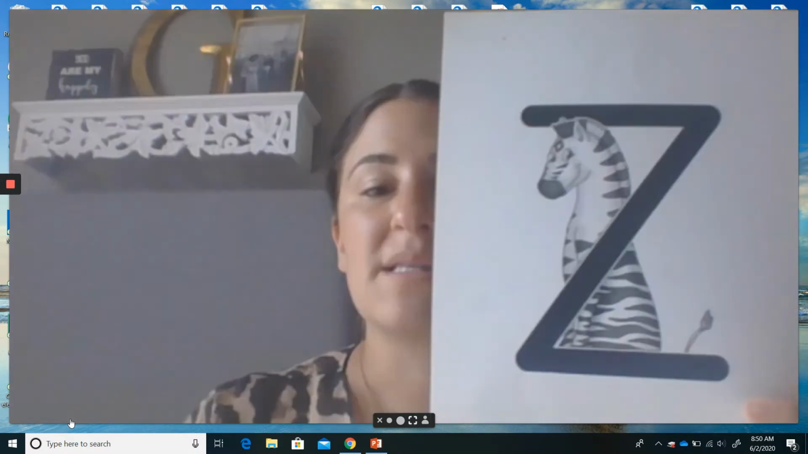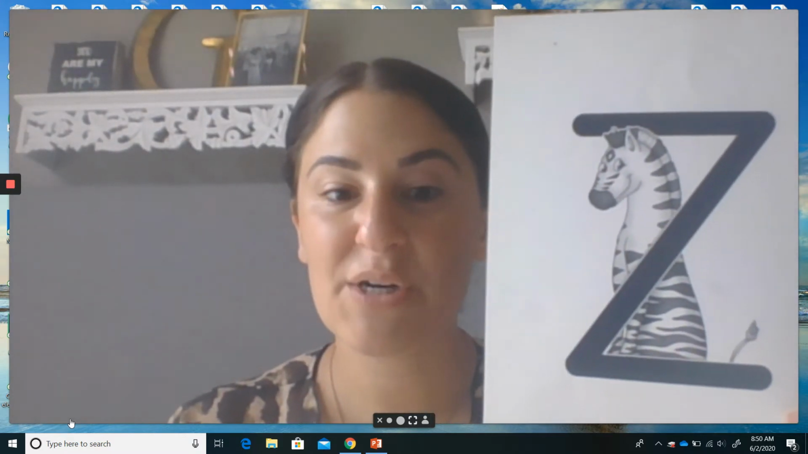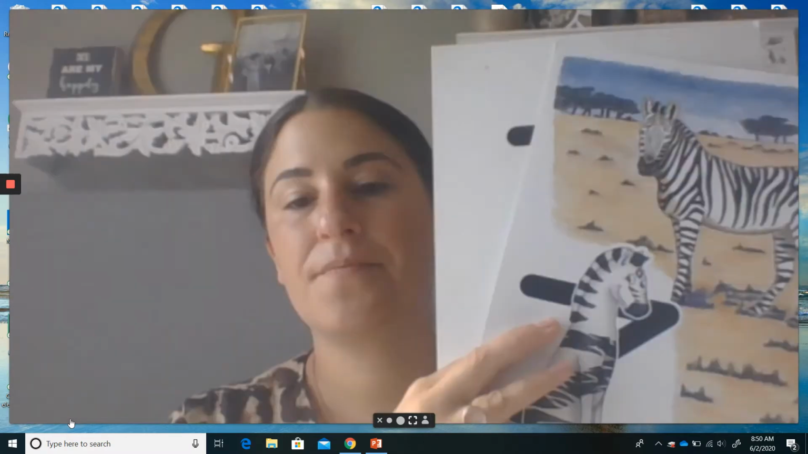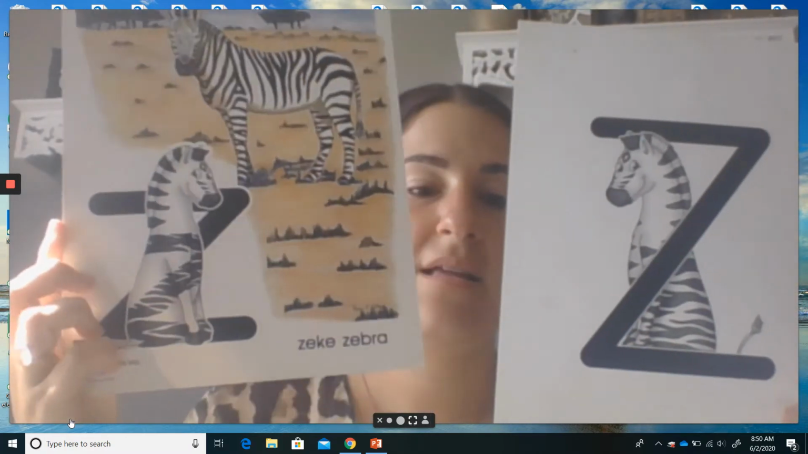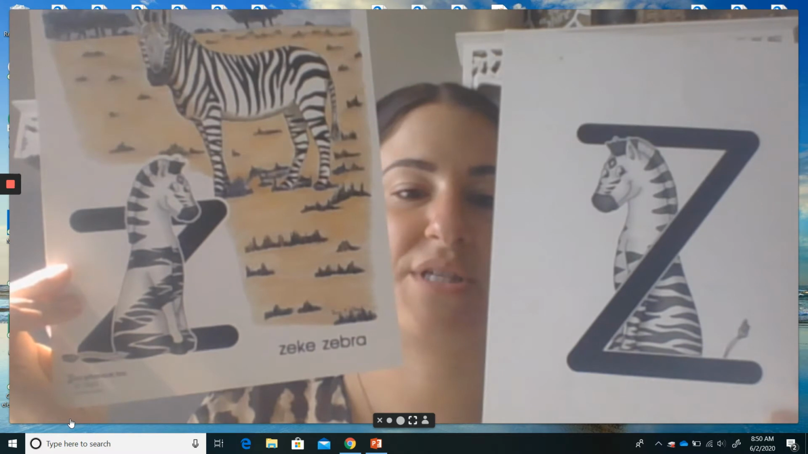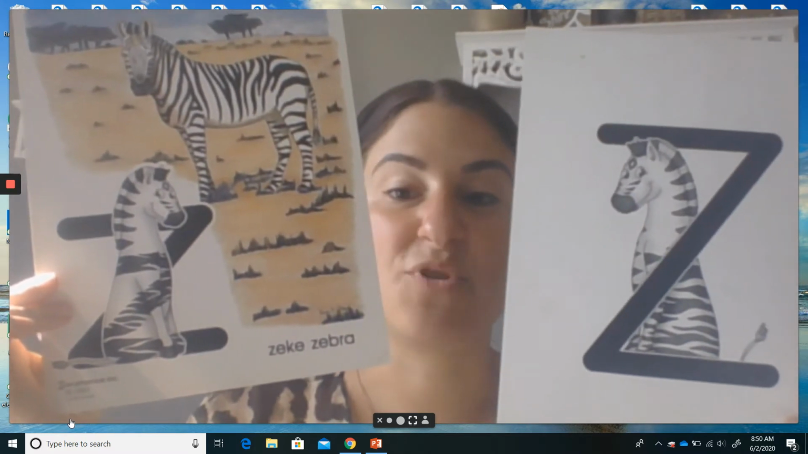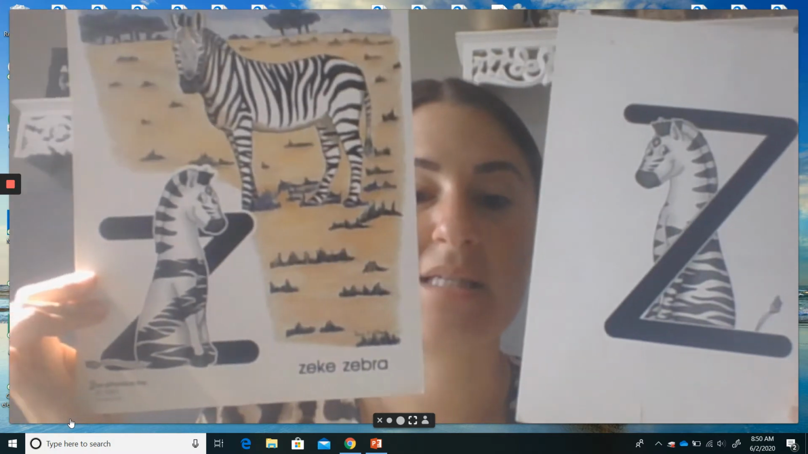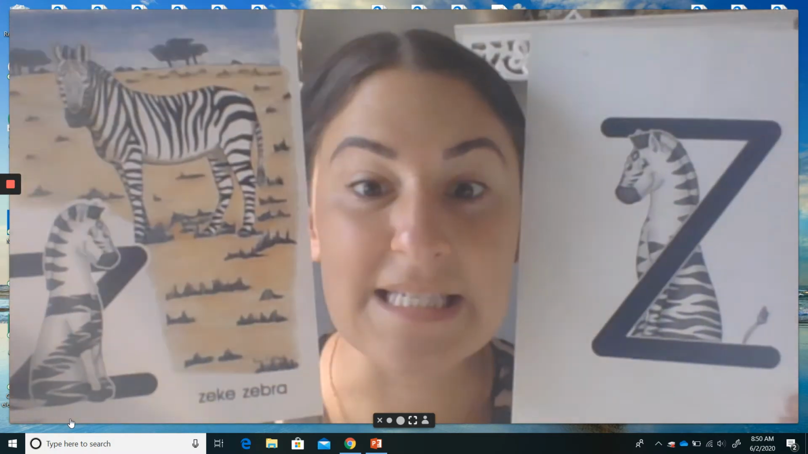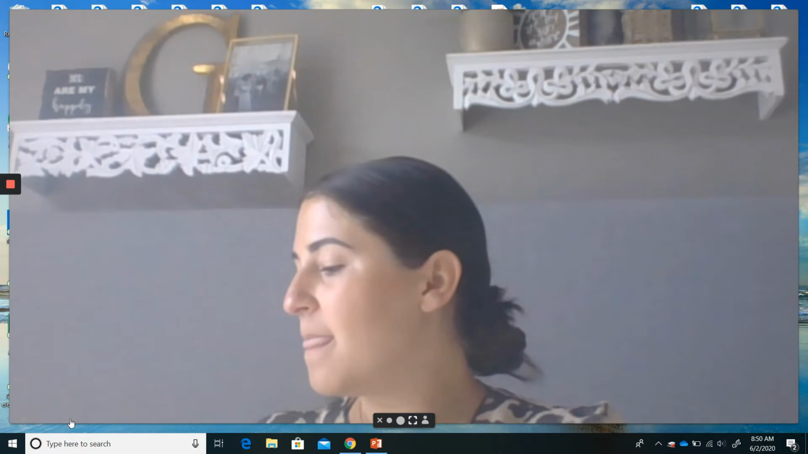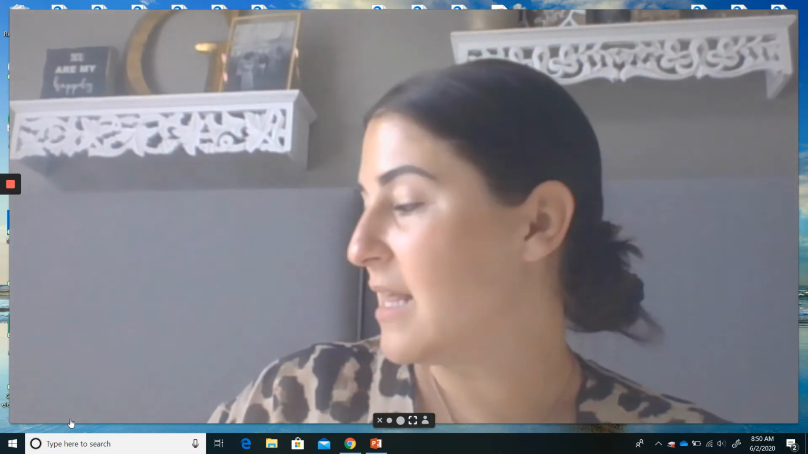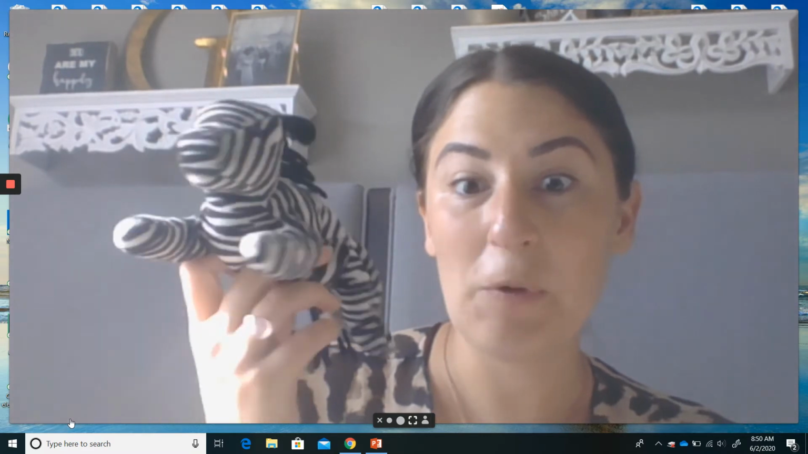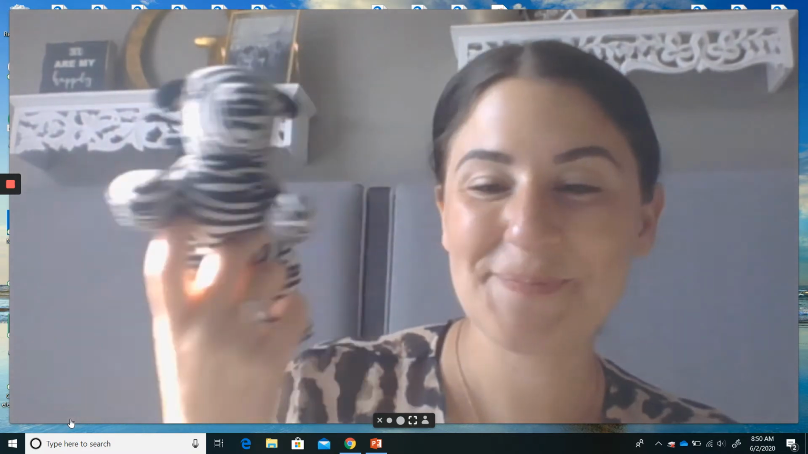And here is the big letter Z. And here is the little letter Z. They look the same, just this one's bigger and this one is smaller. Zeke the zebra. Z, z, z. Zeke the zebra is the very last letter of the alphabet. We did them all because we're awesome.